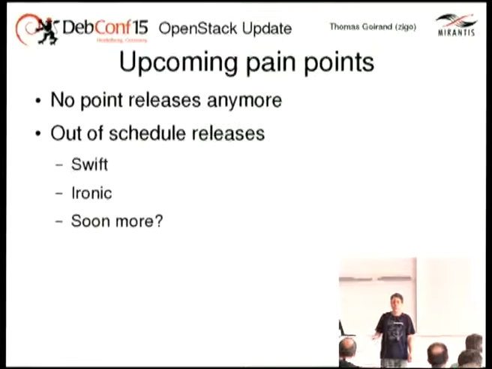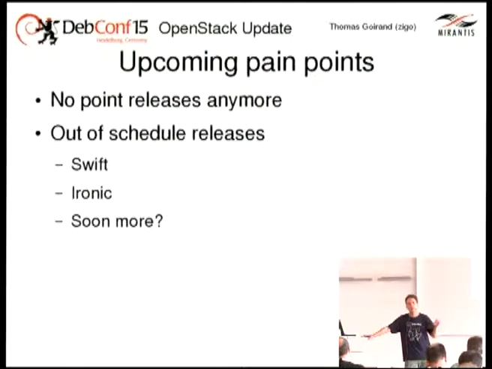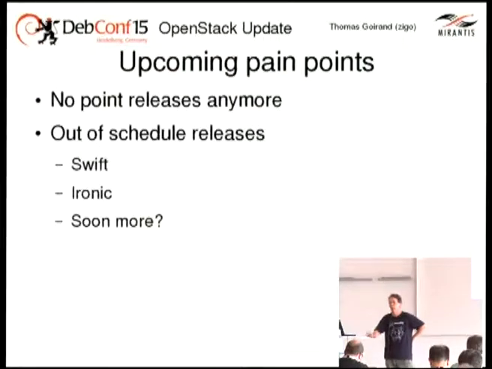And then more and more projects are releasing out of sync, meaning that they decide by themselves when they want to release a new version. So that's really, how can I say, not easy for me to manage because I have to decide by myself which versions of which components are going to be able to work together. So for Swift, it hasn't been a pain point, and it has always done like that. But for things like Ironic, I'll have to make sure that it works together with the version of Nova. So the idea was that they would still have versions that would be in sync with the rest of the other projects, but they don't really have to do that. So we'll see how it goes, and hopefully it's going to work well.